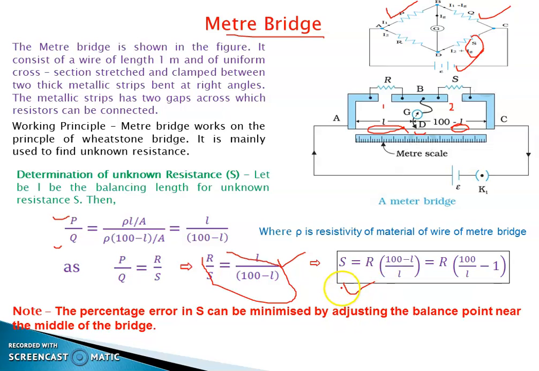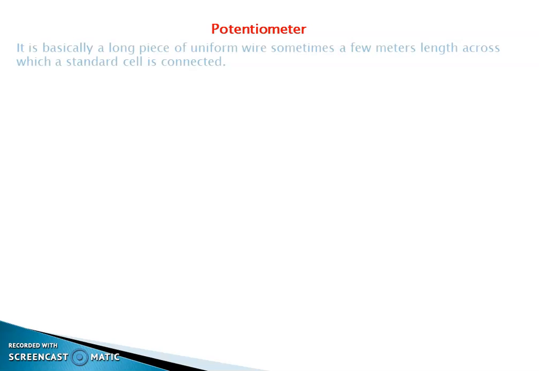So we can get the value of S resistance, which is unknown for us. Meter bridge is used to find the resistance of a given wire, right? But for that, one resistance should be known to us, right? Now we are going for the potentiometer.